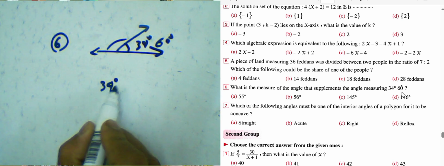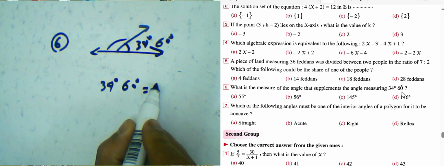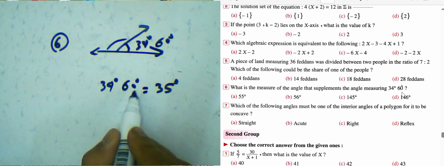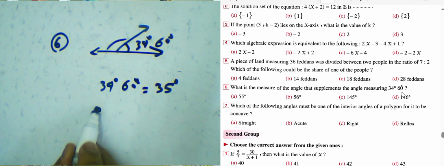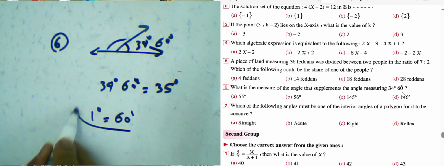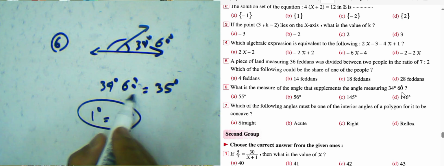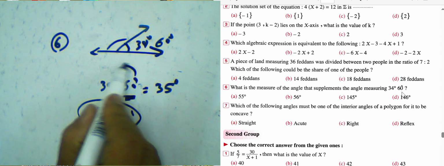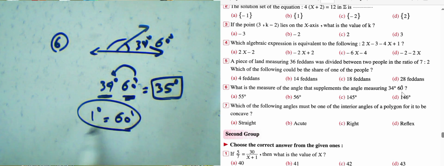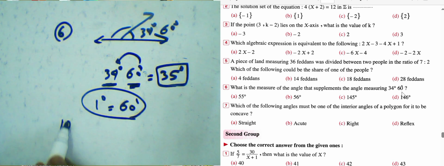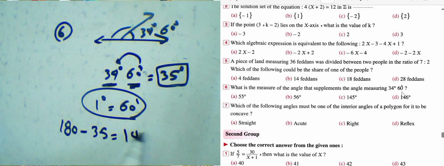We know 34 degrees and 60 minutes is equivalent to 35 degrees. Why? Because 1 degree equals 60 minutes. You must know this information. 1 degree equals 60 minutes, so 60 minutes is equivalent to 1 degree. Add it to 34, it will be 35. Then you can write the supplement here: 180 subtract 35. The result will be 145 degrees. So you must choose letter C.